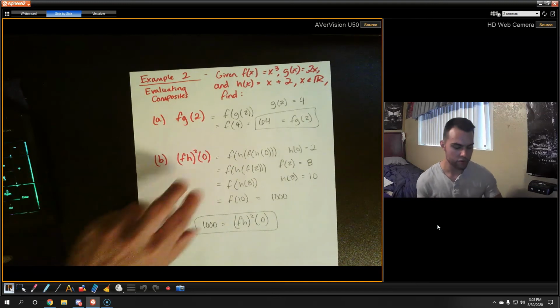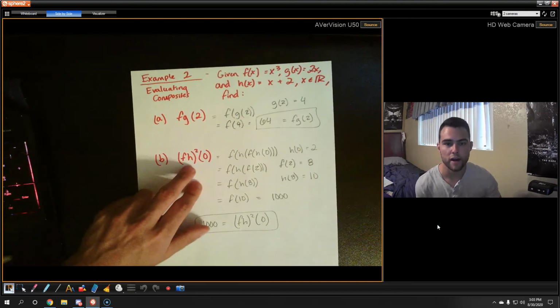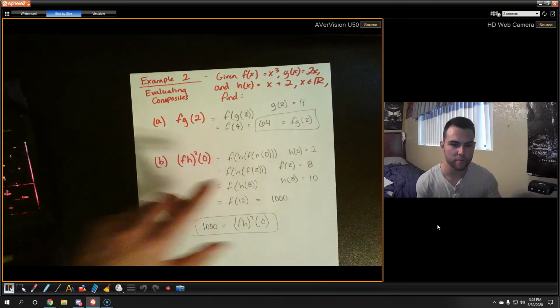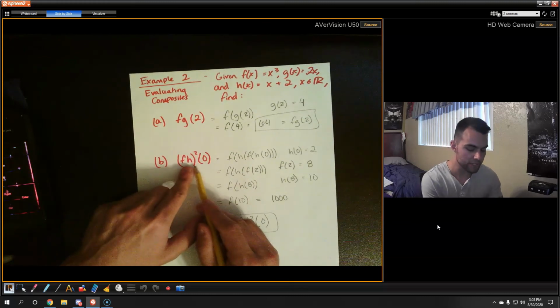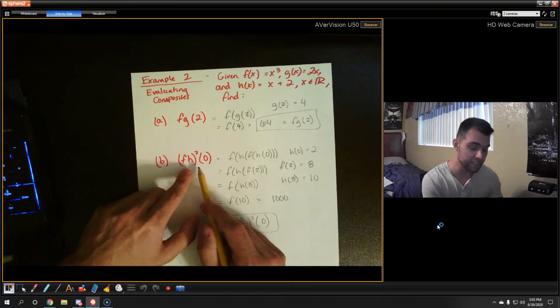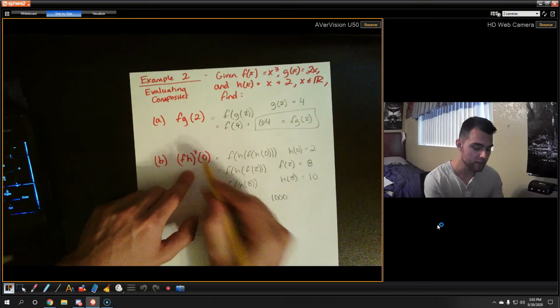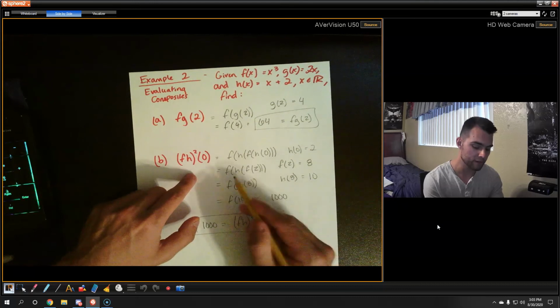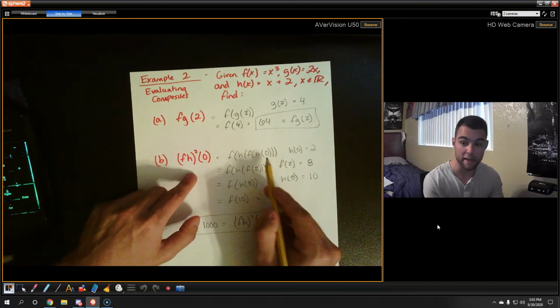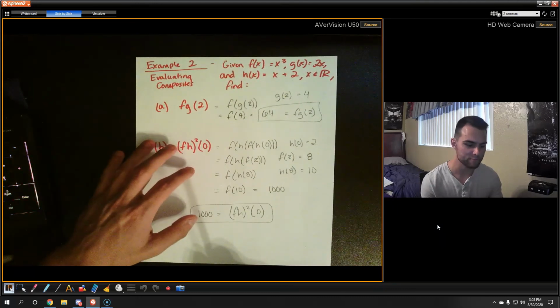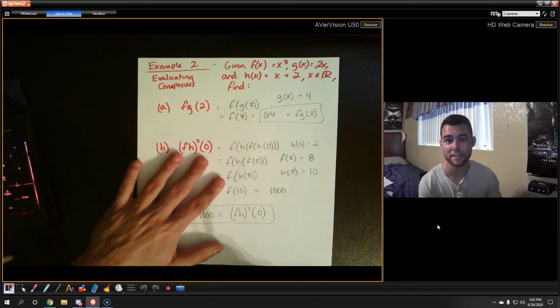Okay, so try to get used to rewriting this out and making it look like that. Remember, you start from inside and work your way out. In this case, we had to do that twice, right? If this was to the third power, then I would have to, of course, do f of h of f of h of f of h, right? Hopefully we don't run into any of those, okay?